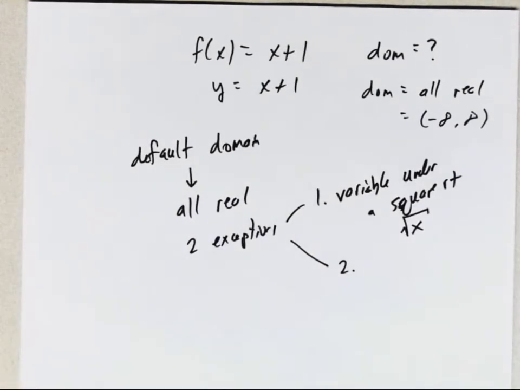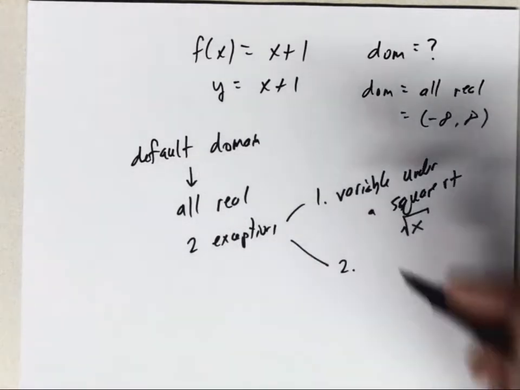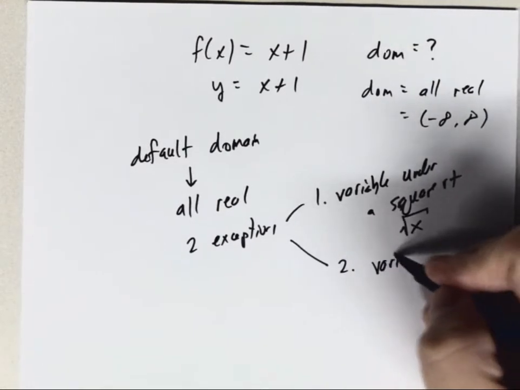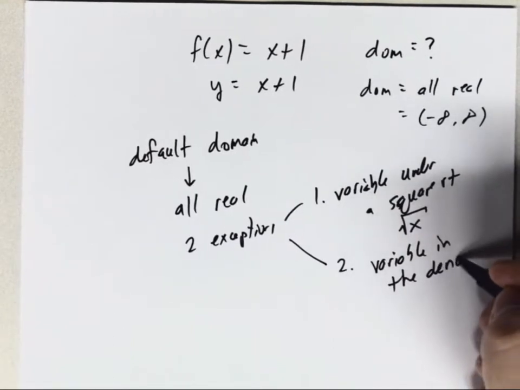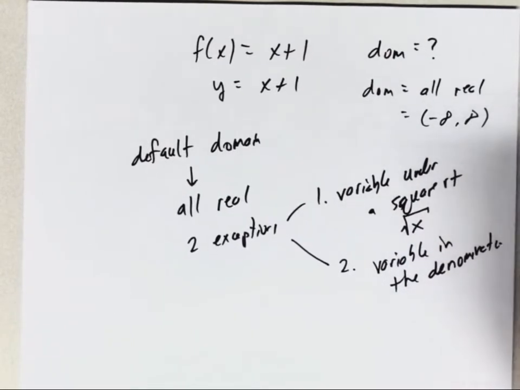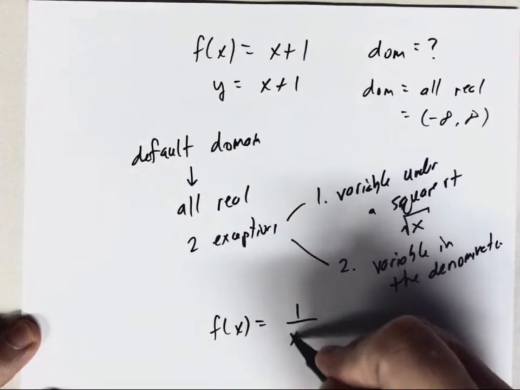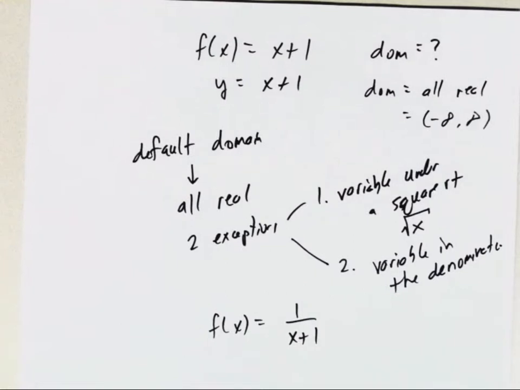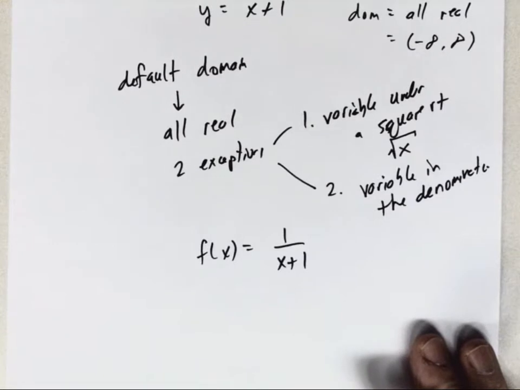The other thing you have to look at, and the last thing, there are only 2 things that are ever going to cause this domain to be different than all real. This, and then if you ever have a fraction and you have variables in the denominator, in the bottom. So here's an example. Here's this function or equation. It turns out it's like a fraction, and I do have a variable in the bottom of this function.